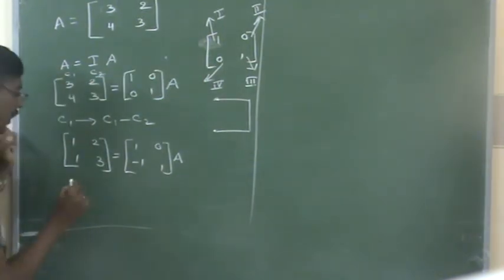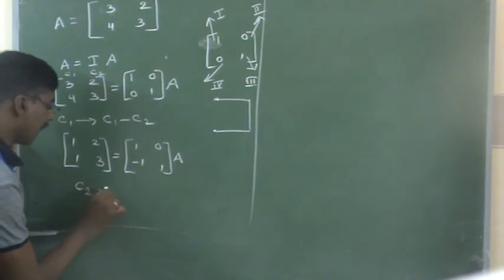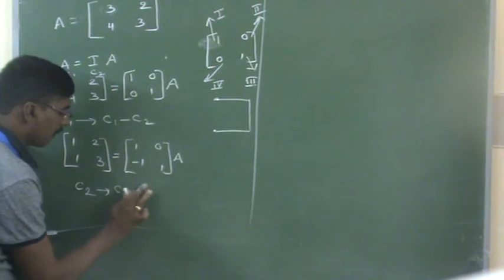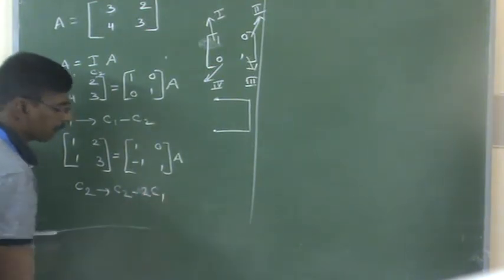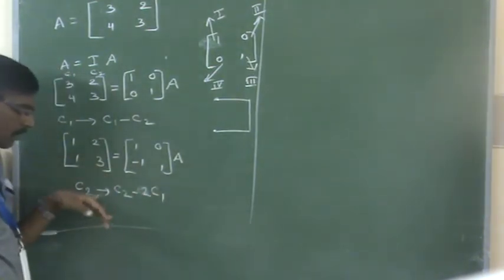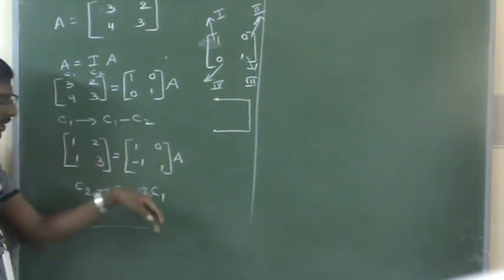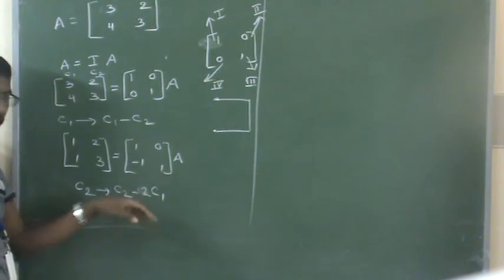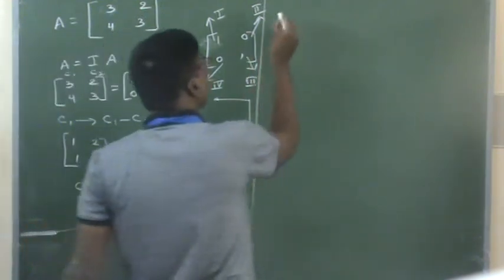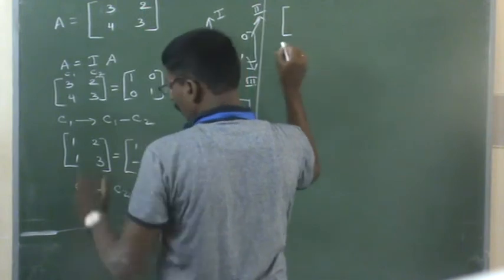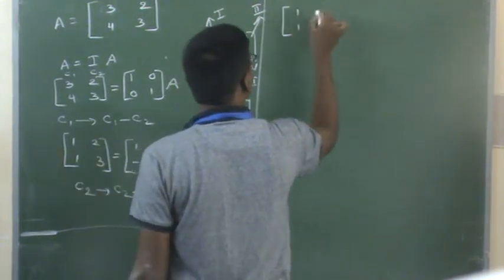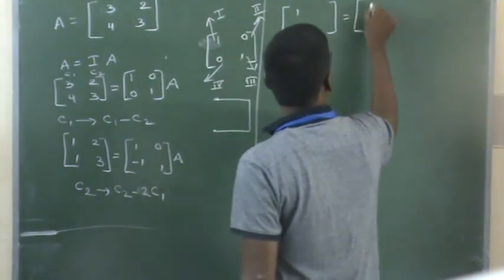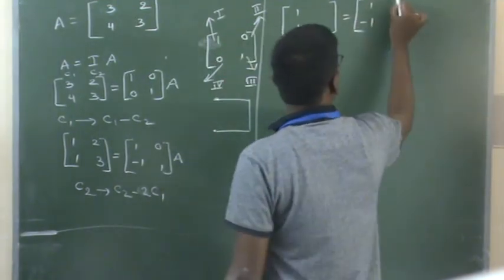What operation are we using here? C2 tends to C2 minus 2 times C1. 2 times C1 we can simplify by multiplication. What answer will come here? No change in C1: 1, 1 written as it is. Here also no change in C1: 1, minus 1 written as it is, into A.